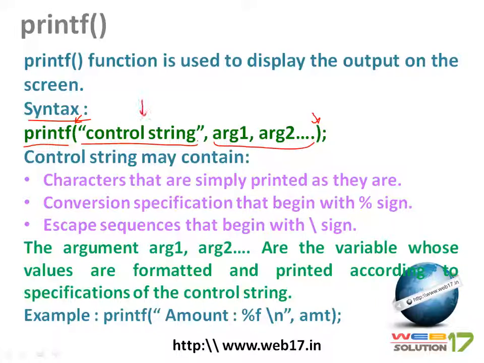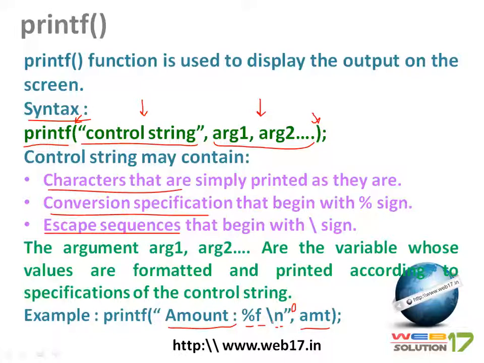The control string may contain characters that are simply printed as they are, conversion specifications that begin with a percent sign, and escape sequence characters. Here arguments are the variables whose values are formatted and printed according to the specification of the control string. For example, printf, open double quotes, amount colon percent f backslash n, close double quotes, and amt. Here amount colon percent f backslash n is the control string and amt is the argument.